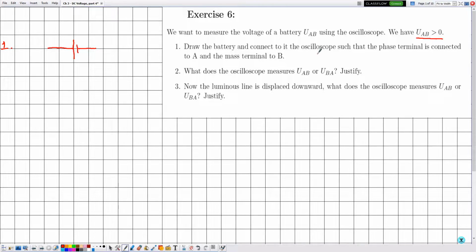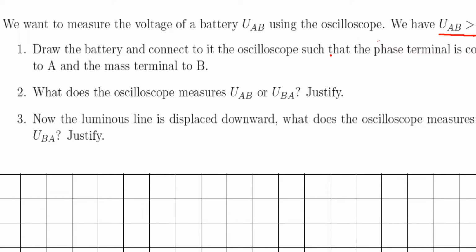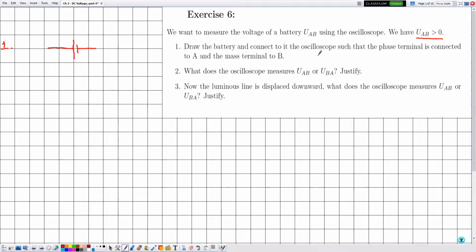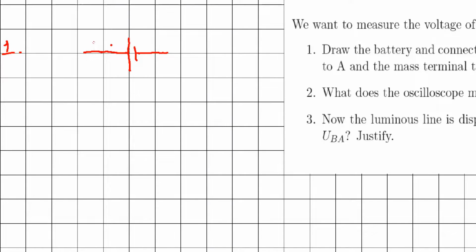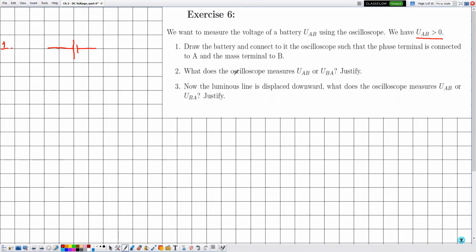And connect to it the oscilloscope such that the phase terminal is connected to A and the mass terminal connected to B. So we know that the symbol of the oscilloscope is given by this, in which this represents the phase terminal or the channel and this represents the mass terminal. So we are asked to connect the phase to the point A and the mass to the terminal B. In order to do so, first we need to identify the terminals A and B, knowing that this is the positive pole and this is the negative pole. Here they are telling me that UAB is positive.